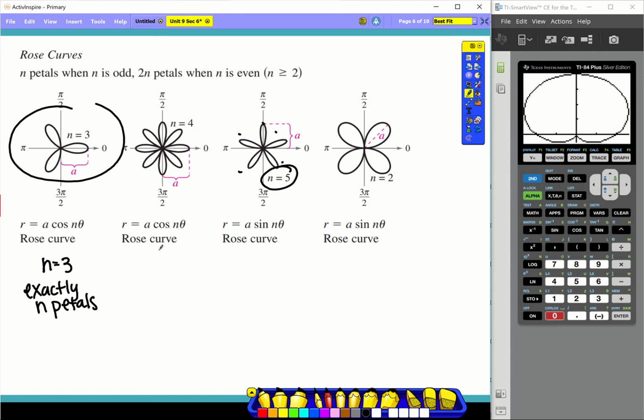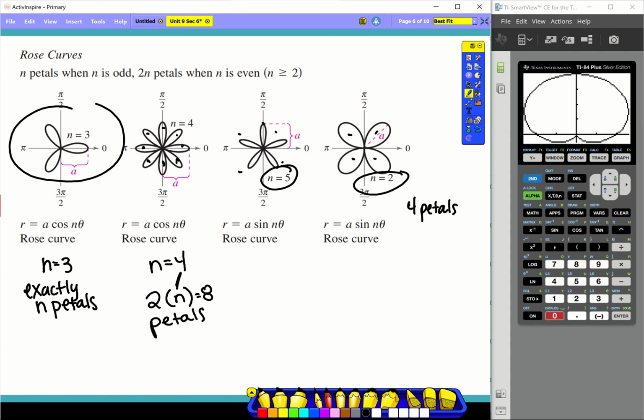Now, notice that when n is even, greater than or equal to 2, it can't be negative, can't be 0. So here n is 4. So we have 2 times n, which equals 8, because n equals 4, petals. So you have twice the n petals. 1, 2, 3, 4, 5, 6, 7, 8. See? This is n, so when n is 2, you'll have 4 petals. 1, 2, 3, 4.